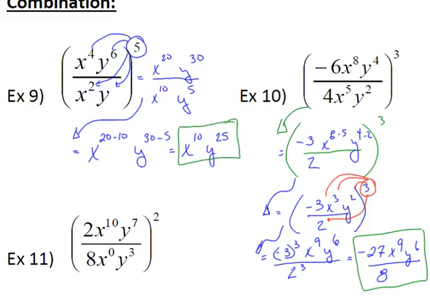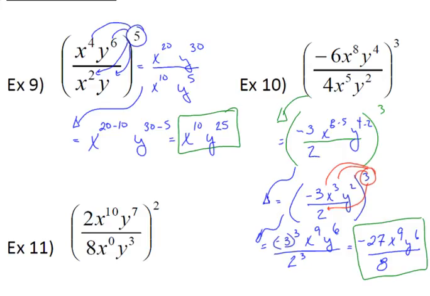For example 11, I'm going to go back to the way we did it in example 9. I'm going to distribute my 2 in here first. So I now have 2 to the 2nd power, x to the 20th power, y to the 14th power, over 8 to the 2nd power, x to the 0 power, y to the 6th power.